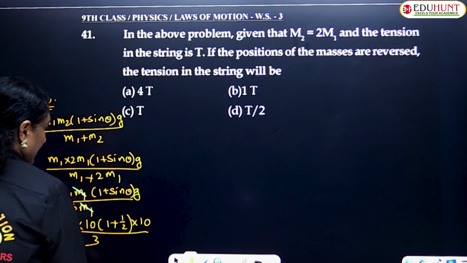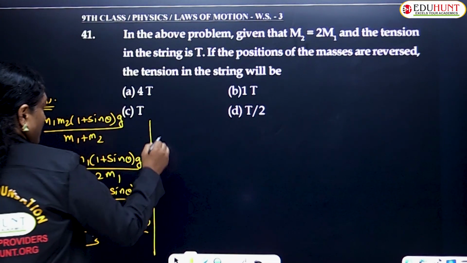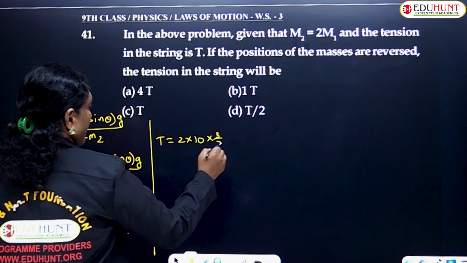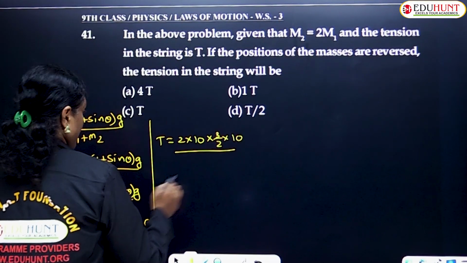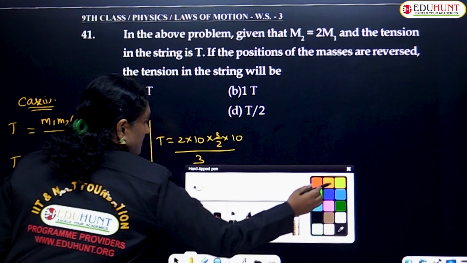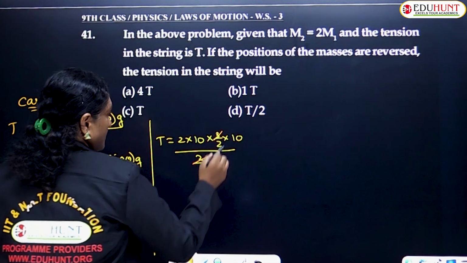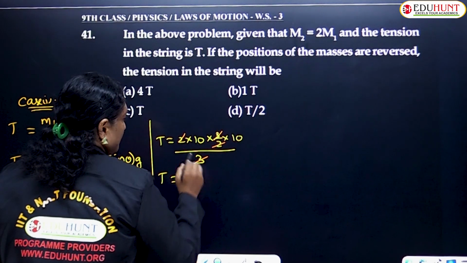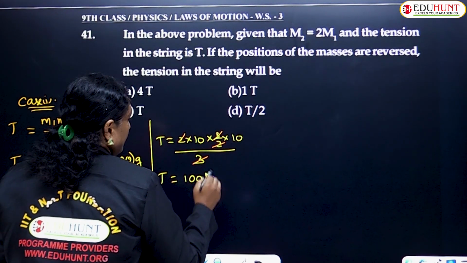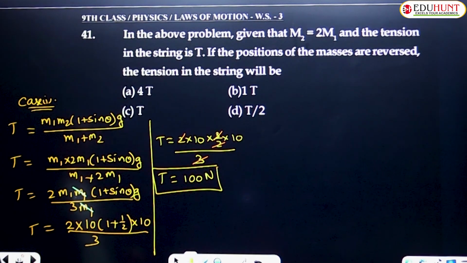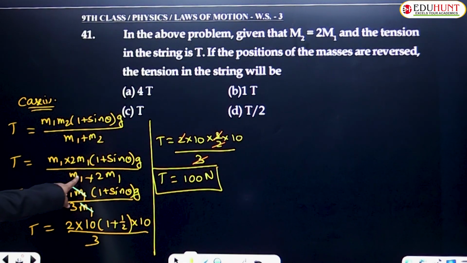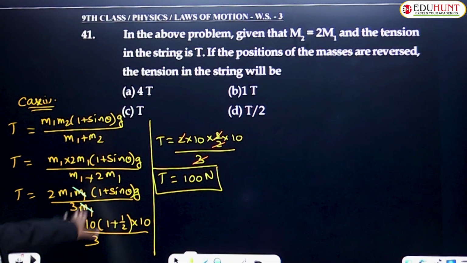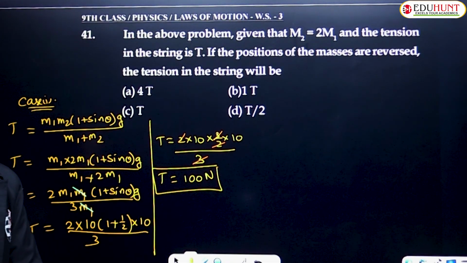Then what is this total value? T is equal to 2 into 10 into 3 by 2 into 10, whole upon 3. So this 3 gets cancelled and these 2 get cancelled. Hence the old tension was found to be 10 into 10, which is 100 newtons. Even though M2 was taken as twice M1 and substituted, we got the value of T as 100 newtons.